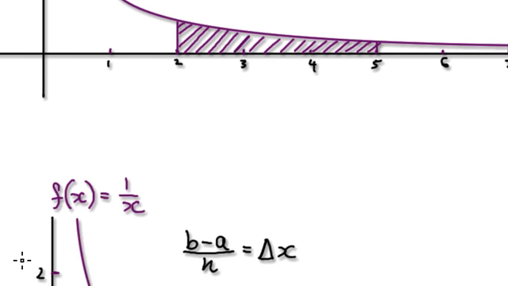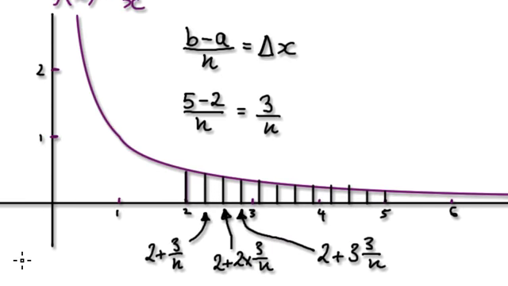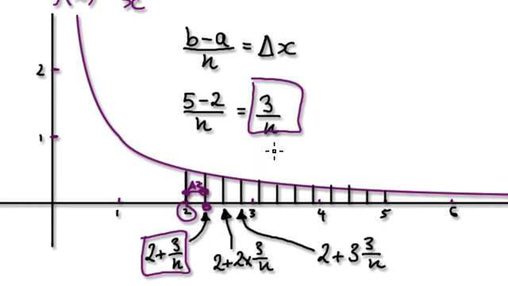Our normal routine here is to get this whole length, from here to here, so b take away a. That would give us this whole length. Divide it into n number of strips. So delta x here would be 3 over n. Our normal routine is that the x coordinate here would be 2 plus this delta x. So this here is delta x. Remember, delta x is 3 over n.